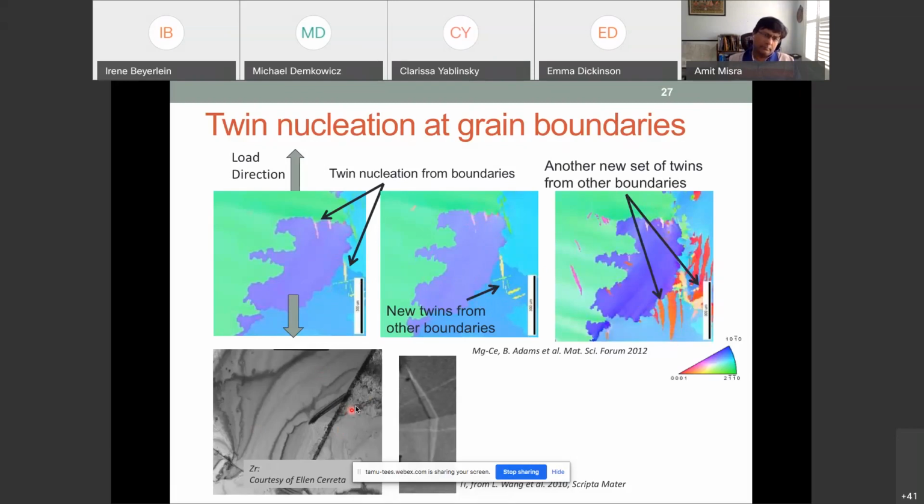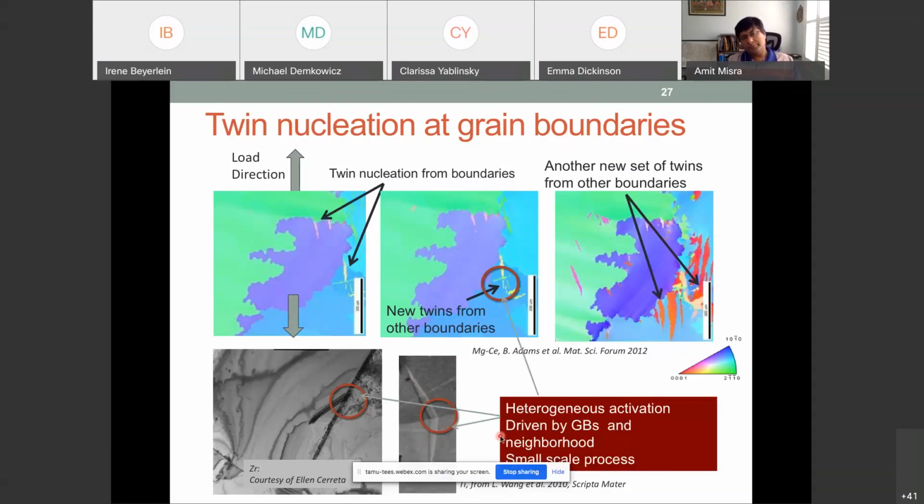Also, here's a nice TEM image of some twins, and they're also in the embryonic stage forming at a boundary. Here's a sort of dual twin formation where you have twins forming, one twin in each adjoining crystal at the same point in the boundary.